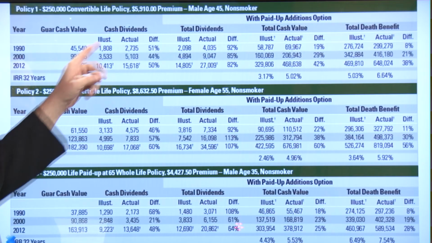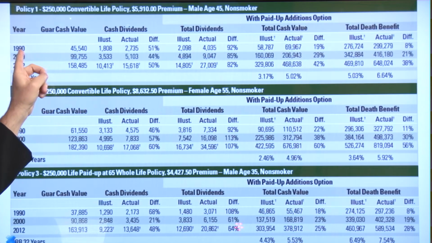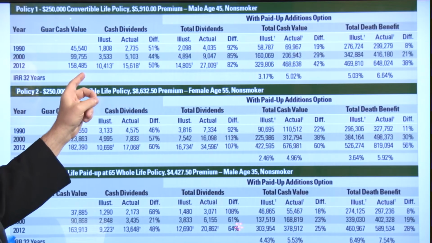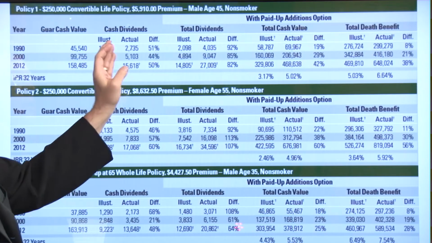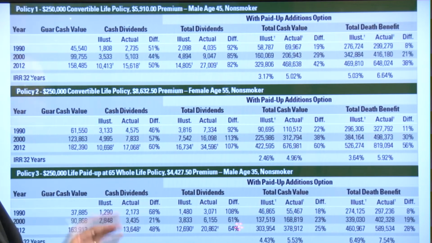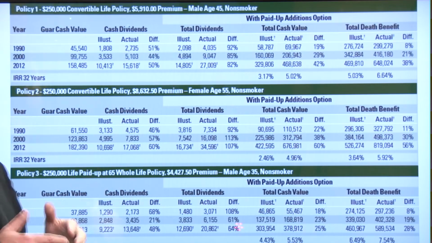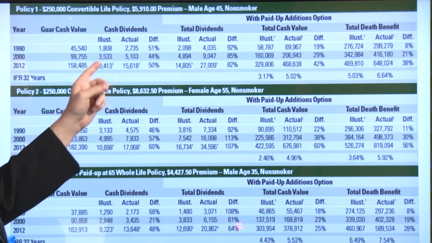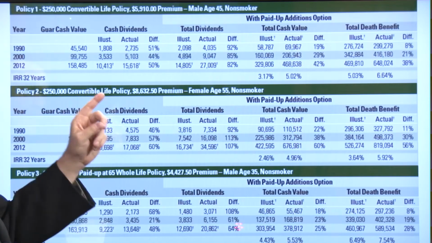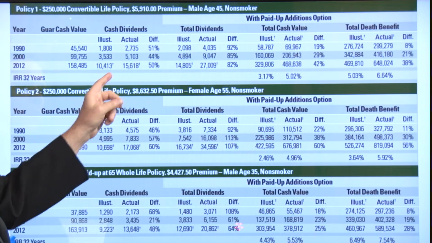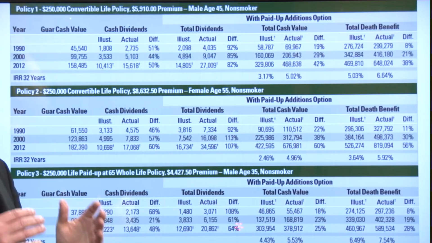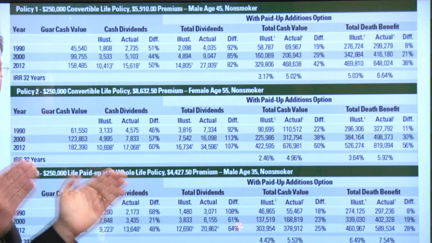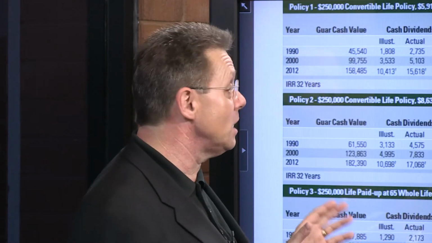So I'm looking at the guaranteed cash over the last 22 years, looking at the $158,485, but then I'm looking at the illustrated and actual dividend payouts over that period in time. So let's just look at that for a second. I projected that the illustration values after 22 years for this male was going to be $10,413. But the actual dividend paid was $15,618, a 50% difference. So that really catches my eye.